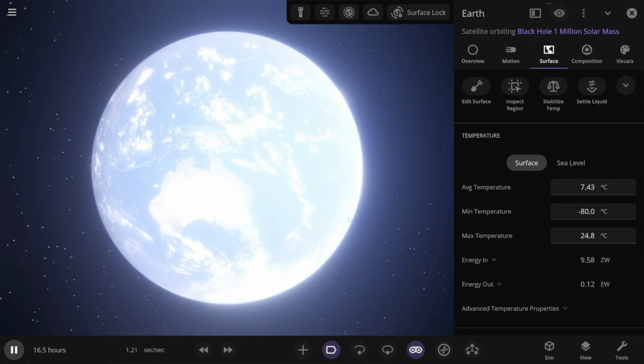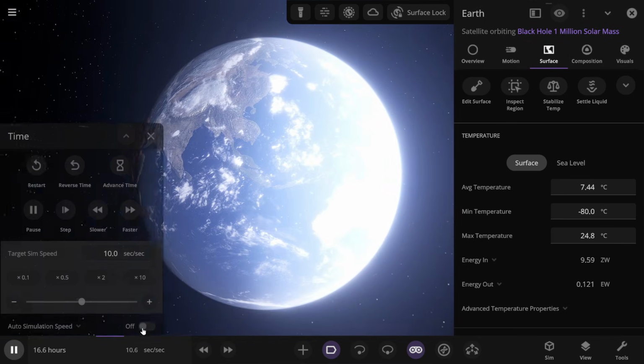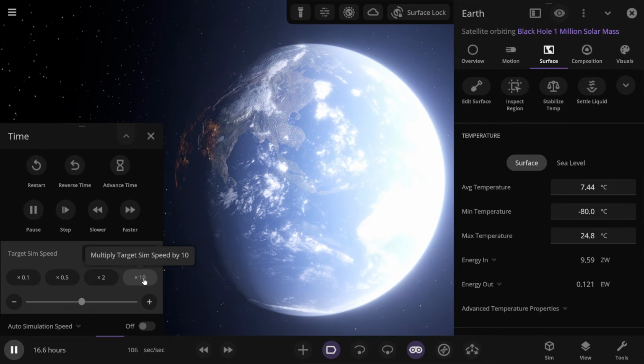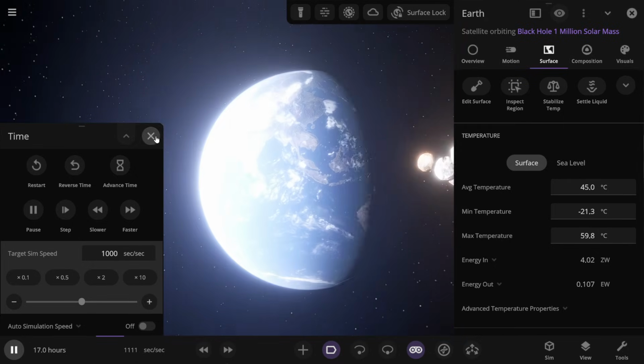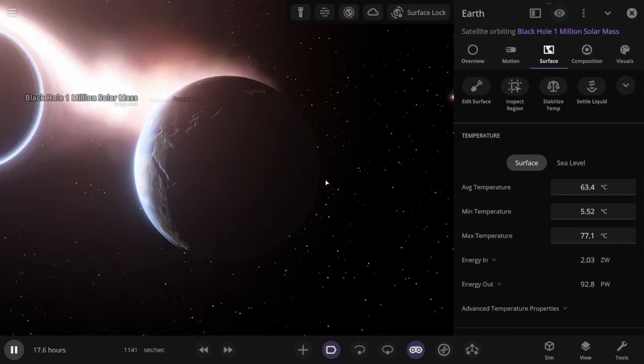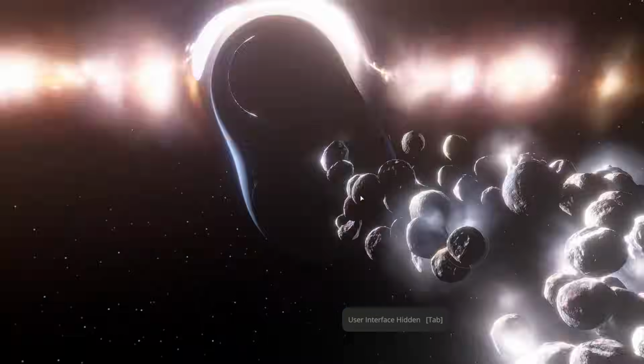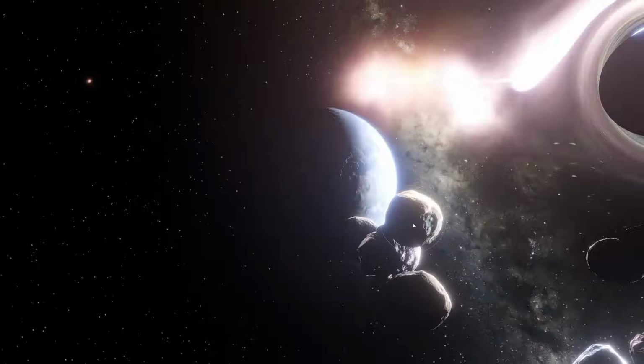Everything is very bright. The temperature isn't changing yet. We need to speed up time more. I'll speed it up to 100 seconds per second. Even more. Whoa! Did you just see that? Oh, more. Earth is just being torn to pieces. There it goes again and again, just like that.